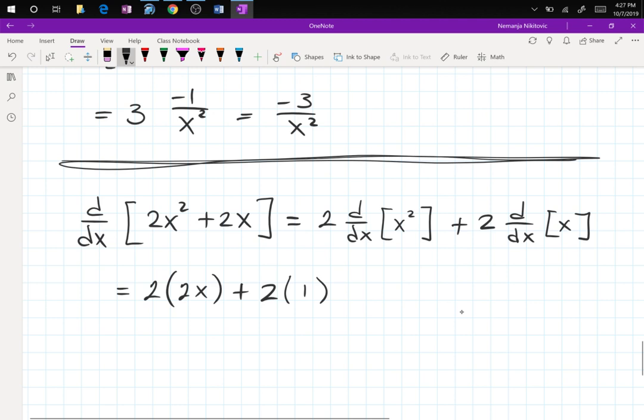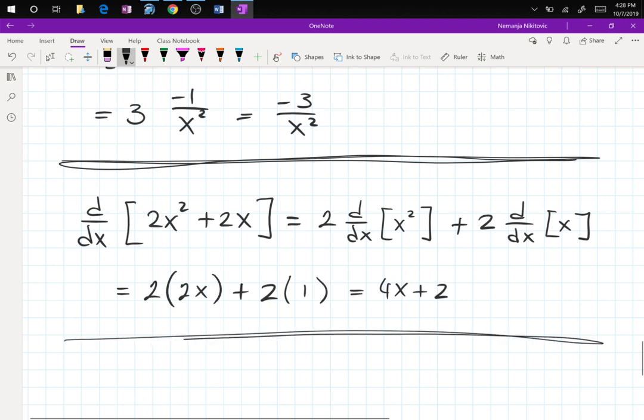So the derivative of x is 1 because you got x and then the exponent is 1, drops 1 in front, and then you have 1 minus 1, which is 0, so 1 times x to the 0, which is 1. So the derivative of x to the 1 is x to the 0, which is 1. Good. So we have that, and there you go. 4x plus 2, as you have foreseen.